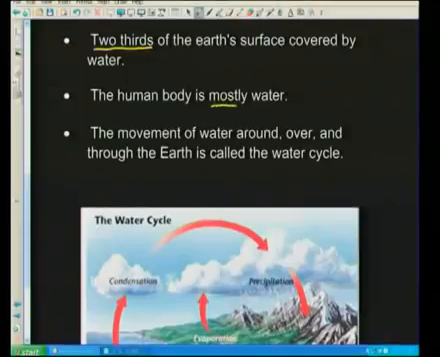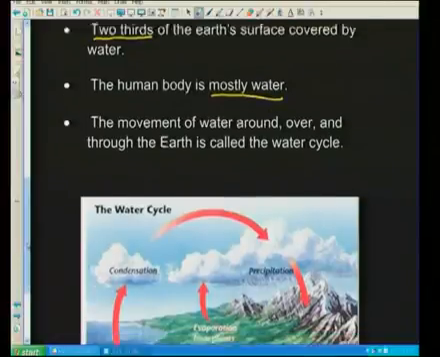Now, if you just think about the human body, our human body mostly consists of water. About 82% of your blood is water, about 70% of your brain is water. So water is a very important component inside of your body, just as water is important in the biosphere. Like I said, the human body is mostly water. You're going to learn more about this when you do the human body.